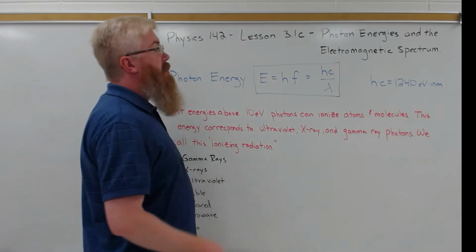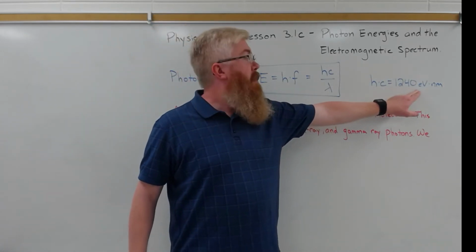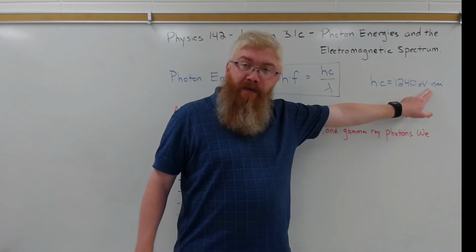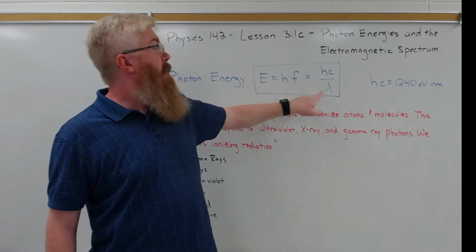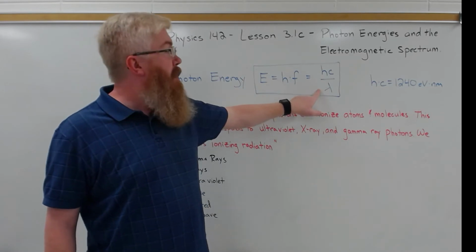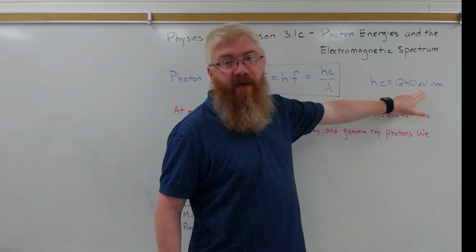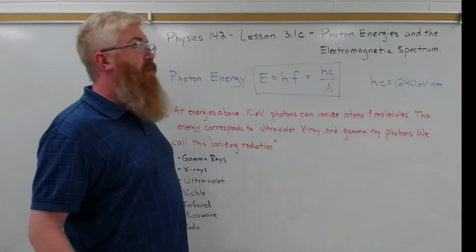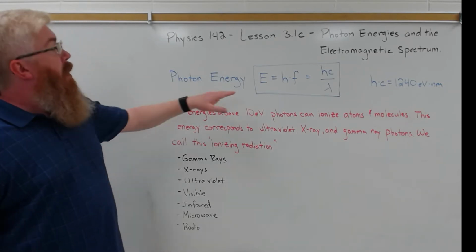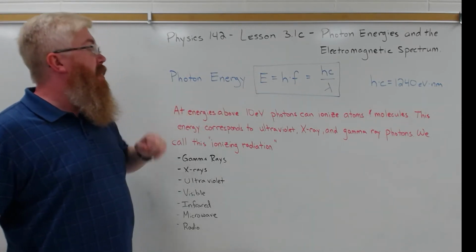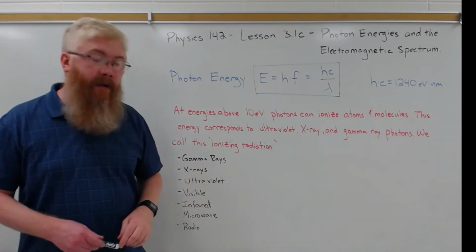Your book notes that Planck's constant times the speed of light is 1240 electron volts per nanometer. So if you use this in place of the numerator here, and you have the wavelength in nanometers, the nanometers will cancel and give you the energy of the photon in electron volts. So it's a way of simplifying that part of the equation. Now, at a specific frequency, I can calculate the energy of a photon, or at a specific wavelength, I can calculate the energy of the photon.